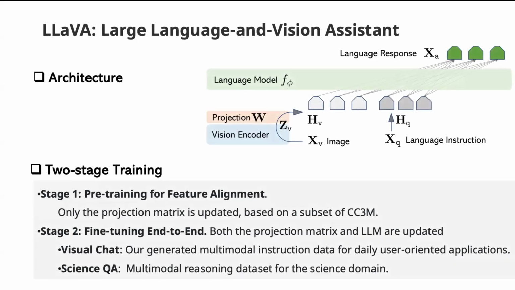So I have introduced the data to train LLaVA. Now I'm going to tell you how we construct the model and how we train the model. In terms of architecture, LLaVA is probably the simplest design for any LMM, right? We start with 2 pre-trained models. One is the vision encoder from CLIP, and the other one is Vicuna.